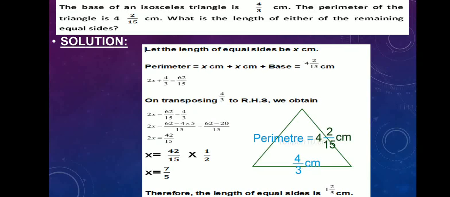And x will be equal to 42 by 15 multiplied by 1 by 2. Since 2 is getting multiplied here, in the next step 2 has got divided. It has come in the denominator. On cancelling, the value of x will be 7 by 5. And since it's not in the mixed fraction, I'll change it into the mixed fraction also. It will be equal to 1 and 2 by 5 centimeter. You can see the solution once again. Coming to the next line.